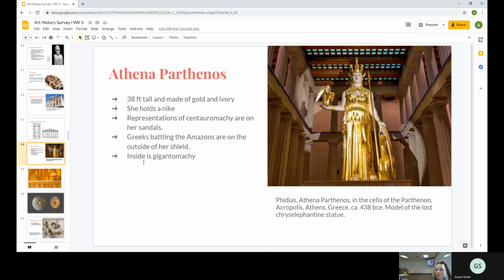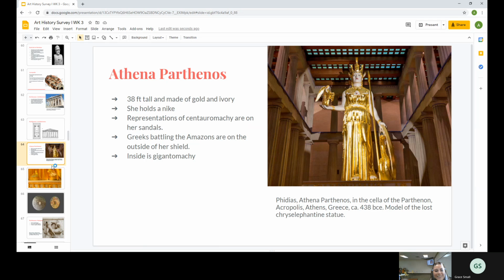But this is what the original statue is described to have looked like at one point. It was originally 38 feet tall. The replica is 38 feet tall. It was made of gold and ivory. In one hand, she holds a Nike. Nikes are symbols of victory. Athena, of course, the goddess of war and wisdom. So victory, kind of her thing. Nikes are literally like angels. They look like angels.